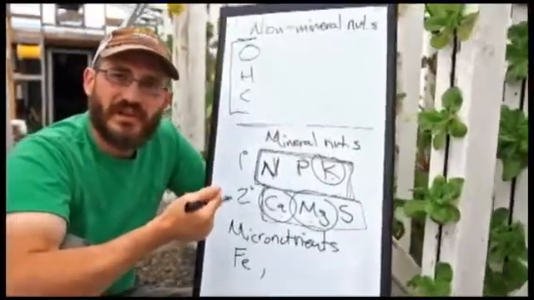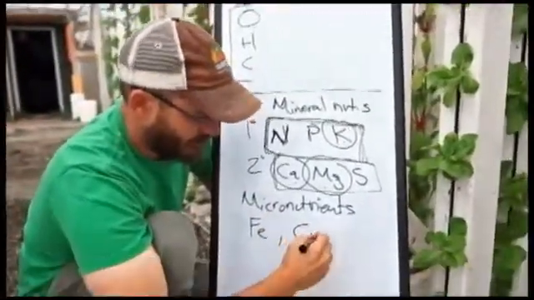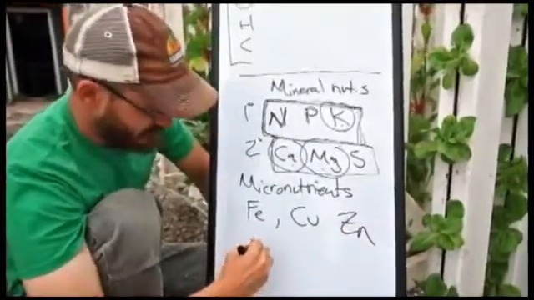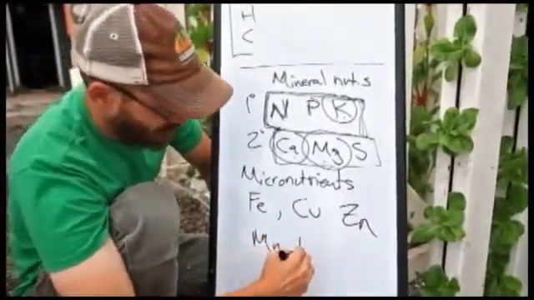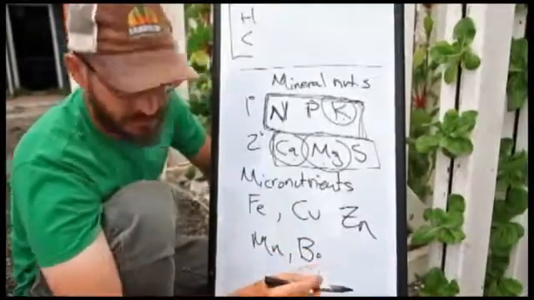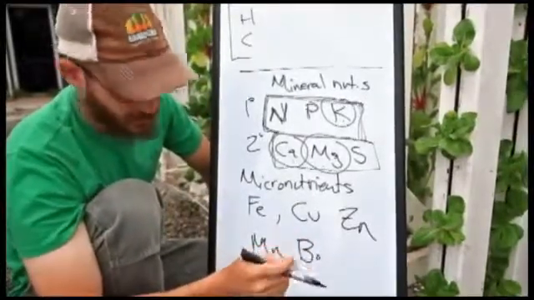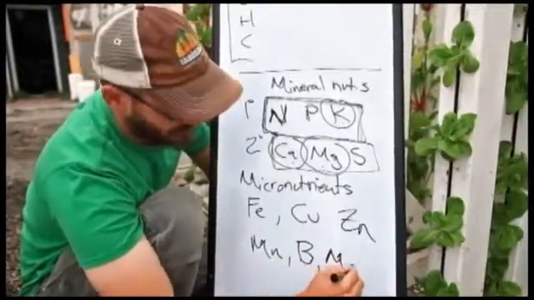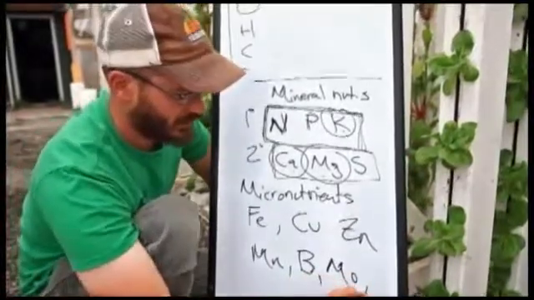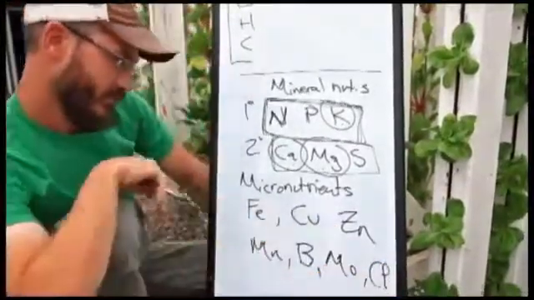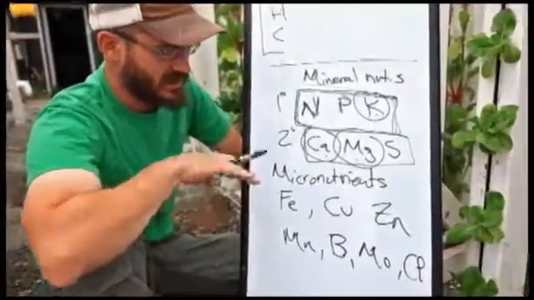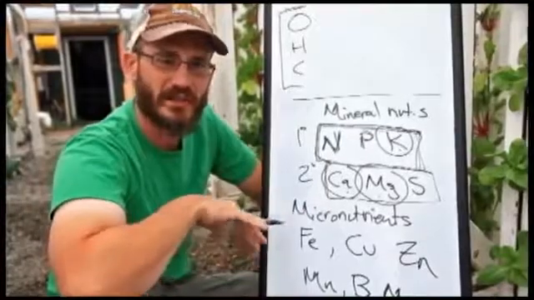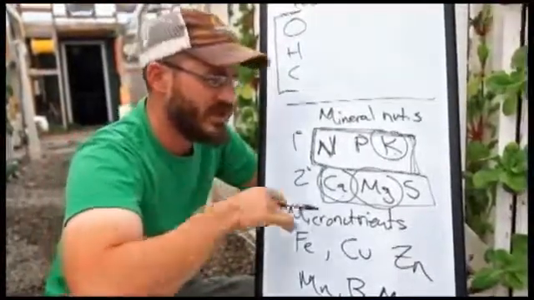Other micronutrients include copper, zinc, manganese, boron, which is just B, and molybdenum, and most recently, chloride. If you can read my handwriting there. So we're going to discuss these micronutrients as well as we kind of get into this subject of plant nutrients.